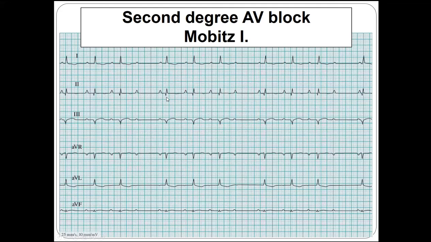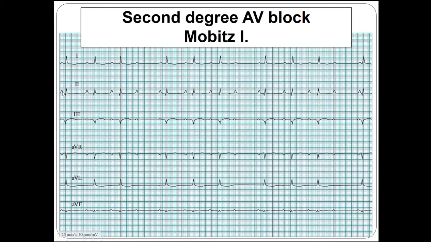When we do have an arrhythmia, how do we calculate the heart rate? We count a longer interval, meaning 1 second, 2 seconds, 3 seconds, 4 seconds, 5 seconds, 6 seconds. How many beats do we have? 1, 2, 3, 4, 5, 6. So the rate is 60 per minute.